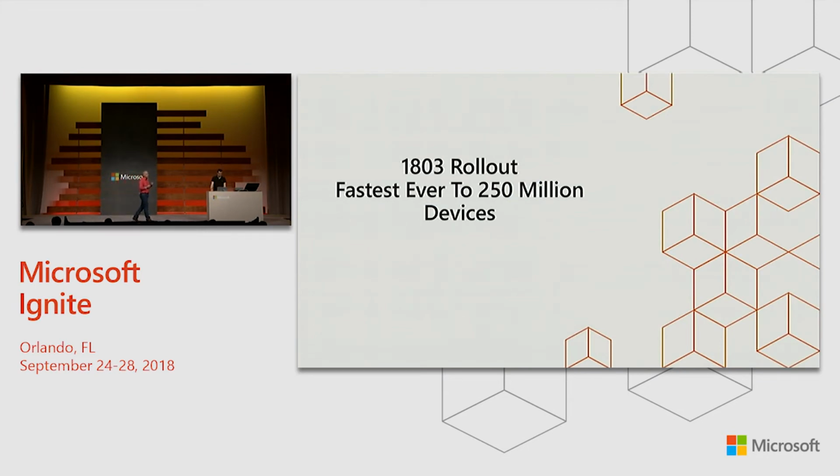1803 just completed. It was the fastest roll of Windows 10 since we've done. And it was all done using machine learning and the basis of this data, the telemetry that comes back from the devices. We updated 250 million devices in a little over 40 days, twice the speed that we did with previous releases. And let's show you a little secret.